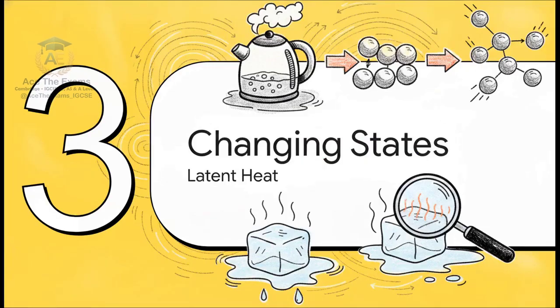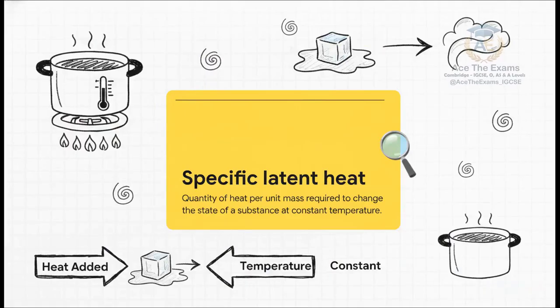Moving on to section 3, changing states. Let's talk about latent heat. Things start to get wonderfully strange when materials actually change their phase, like melting from solid to liquid or boiling from liquid to gas. This introduces the concept of hidden heat. In fact, the word latent literally means hidden.